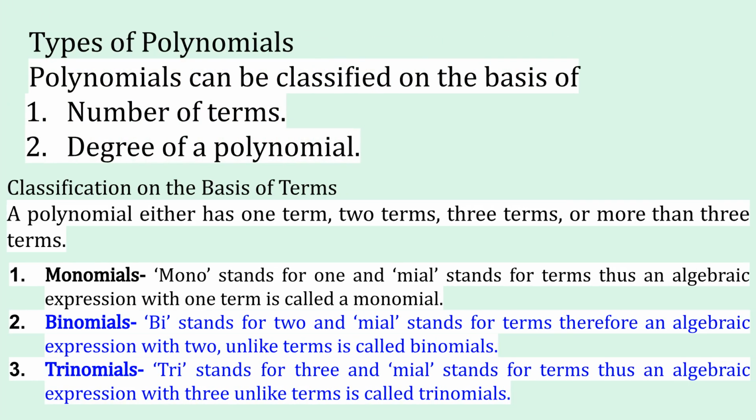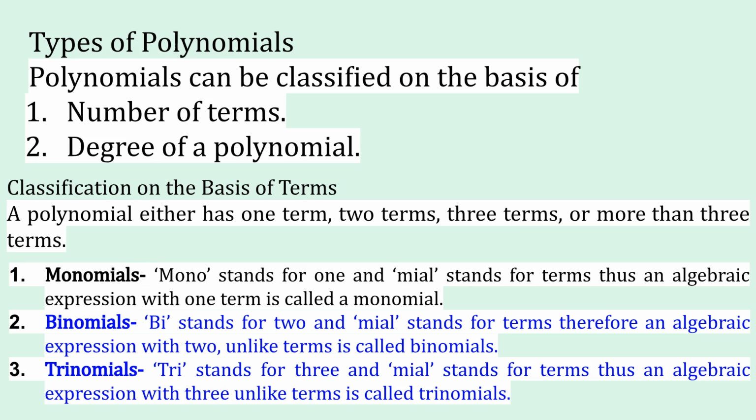Types of polynomials. Polynomials can be classified on the basis of number of terms and degree. Classification on the basis of terms. A polynomial either has one term, two terms, three terms, or more than three terms. Monomials. Mono stands for one, and mial stands for terms. Thus, an algebraic expression with one term is called a monomial.